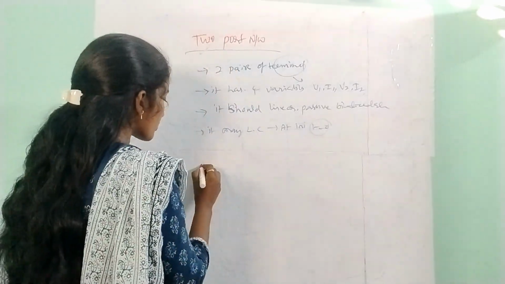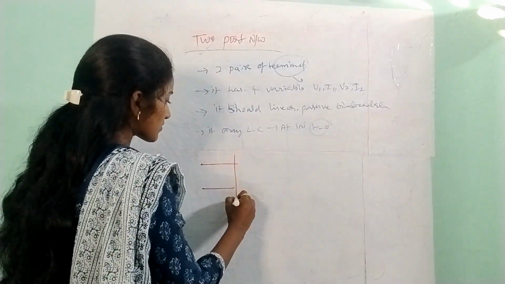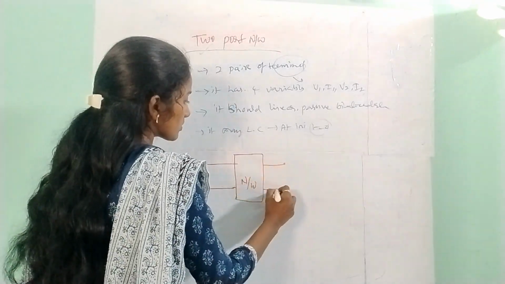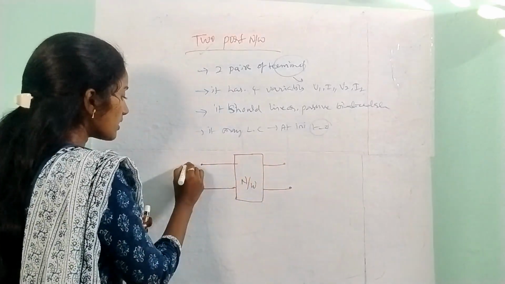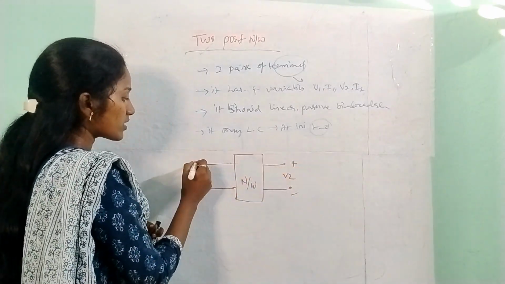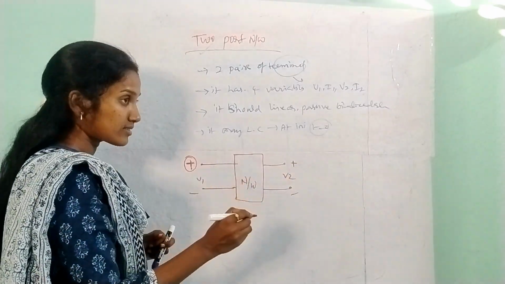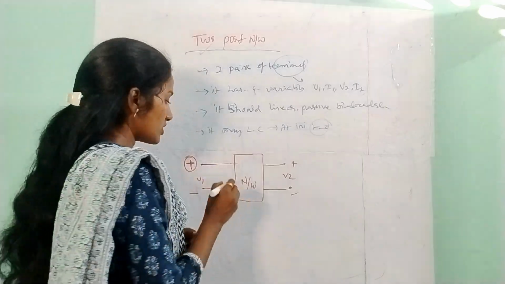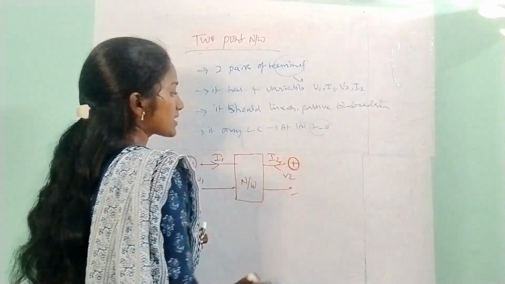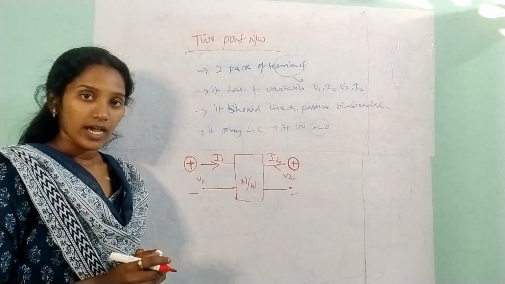This is how we represent the 2-port network. Okay, 2 terminals at one side, and another side, with a black box in between. Here we have V1 and V2, and in a 2-port network the positive polarity is taken as the reference for the current direction. Okay, so on both sides the positive polarity is the reference for the current direction.